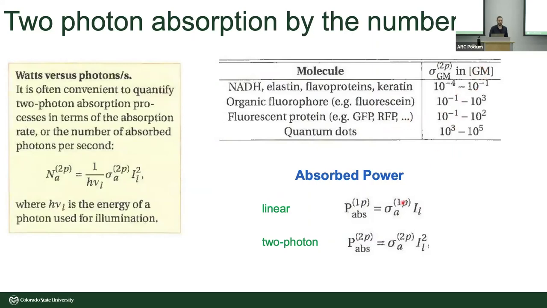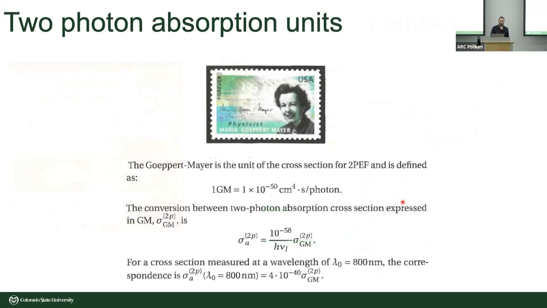This GM is Göppert-Mayer. It refers to the two photon absorption cross-section. The two photon absorption cross-section was developed by Maria Göppert-Mayer. She was working on these two photon transitions of electrons, actually, in a quantum system. And I believe she ended up winning a Nobel Prize for that work. It wasn't applied to two photon imaging until the early 90s.